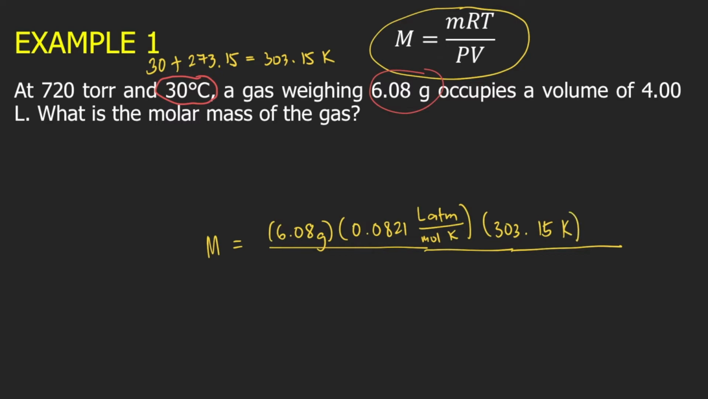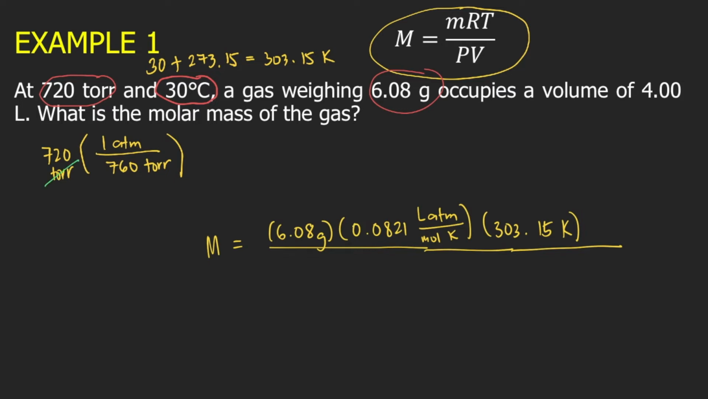Divided by the pressure, and the unit must be in atm. In our problem, the given pressure is 720 torr, so we need to convert that into atm. If you have watched my video about converting units of pressure, you know that 1 atm is equivalent to 760 torr.